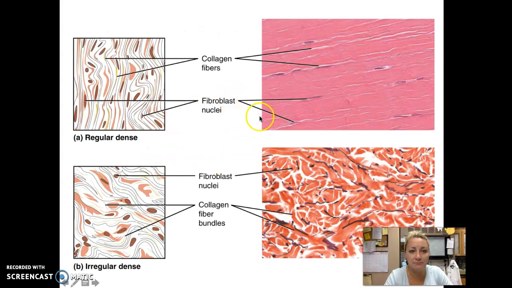So we have, comparing the two up here, regular dense tissue, and then down here, irregular. This always makes me think of the marbling of a steak. This is how I remember these guys.